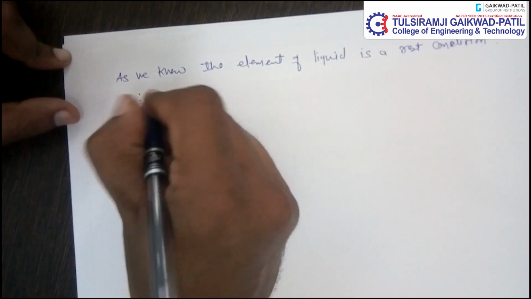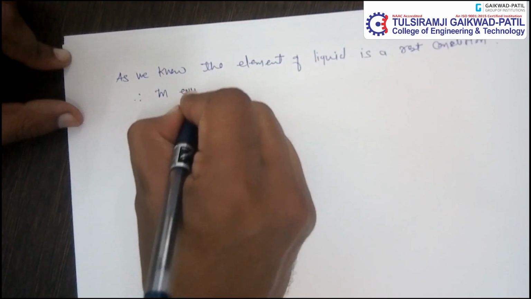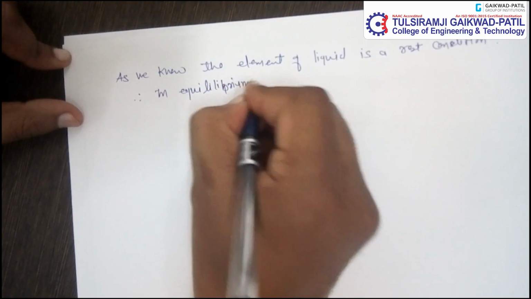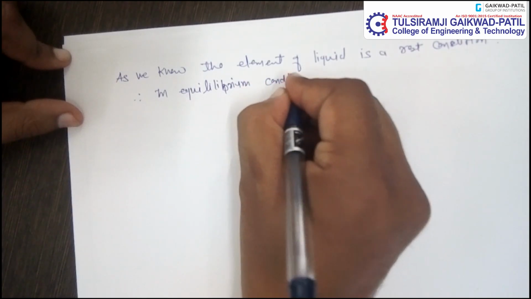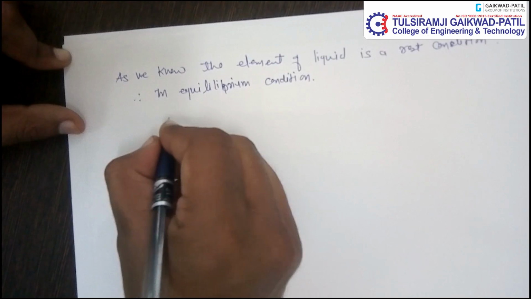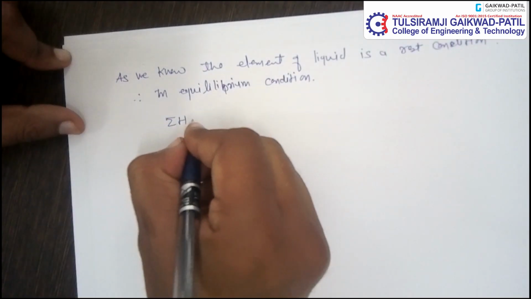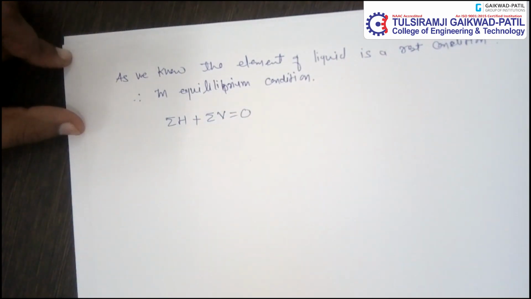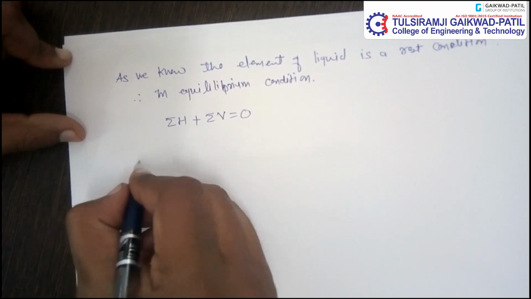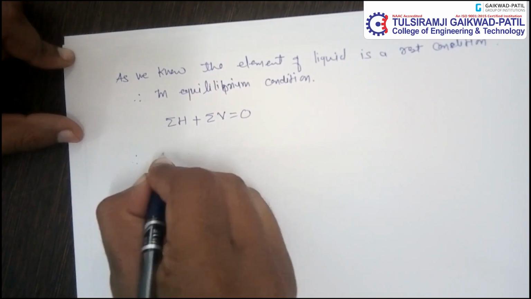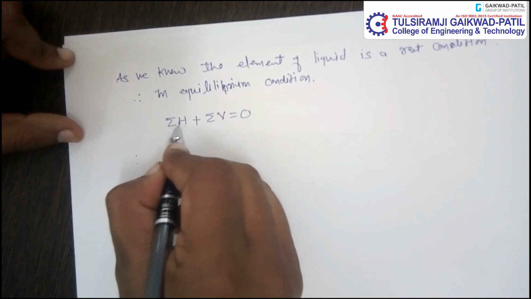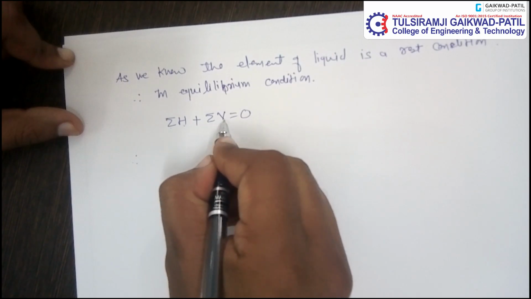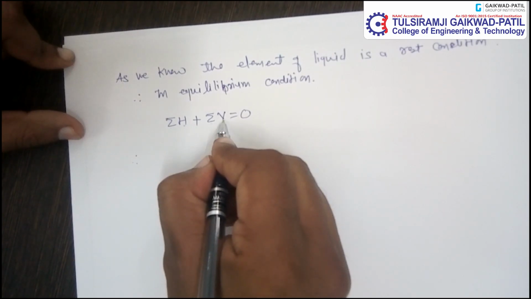Therefore, in equilibrium condition, we can say that the summation of all horizontal forces plus summation of all vertical forces is equals to 0. What is summation of H means? Summation of all horizontal components of the pressure force, and summation of V means summation of all vertical components of the force.